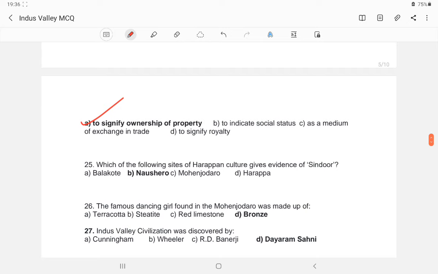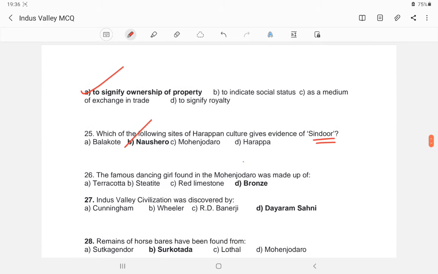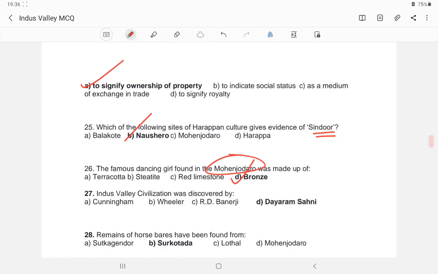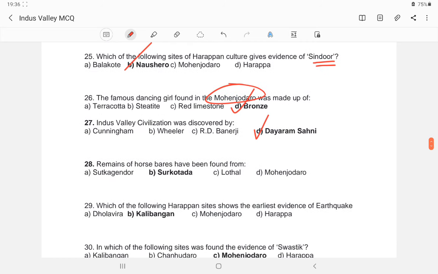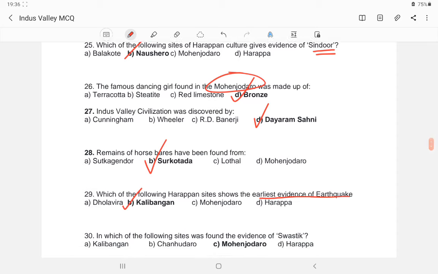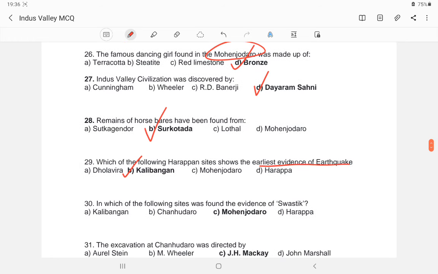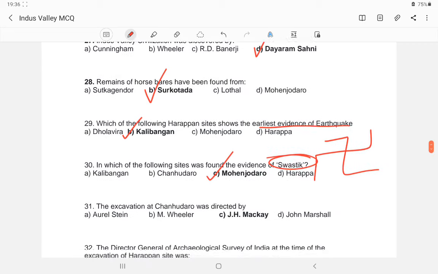Which of the following sites of Harappan give evidence of sindur? Sindur means vermilion. The famous dancing girl of Mohenjo-daro is made of bronze. In the Indus Valley civilization, the remains of a horse were discovered at Surkotada. Which of the following Harappan civilization sites shows the earliest evidence of earthquake? Earthquake is at Kalibangan. I've already explained this one also. The swastika, the earliest evidence is at Mohenjo-daro.